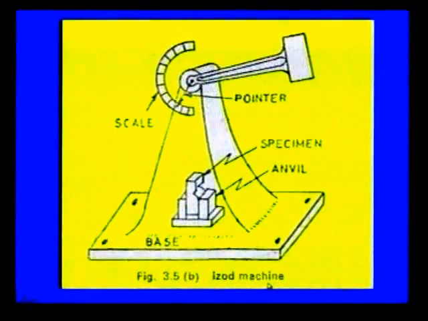The next test is the Izod machine. Similarly, in this case also the same base anvil and specimen are fixed, but the specimen is fixed vertically, whereas in the previous case it is fixed horizontally, and the handle will be fixed vertically upwards, that is the pendulum. Whenever the pendulum is released, it strikes the workpiece on the notch portion, and the workpiece will be damaged, and the pendulum will be carried forward to some value.